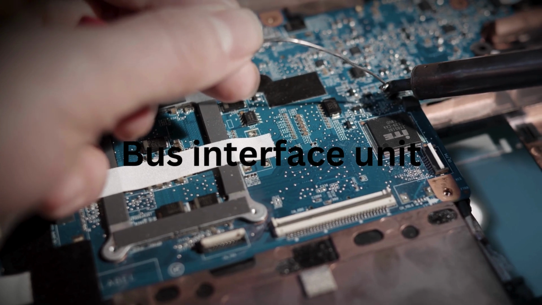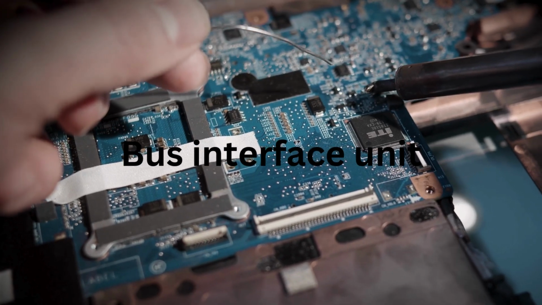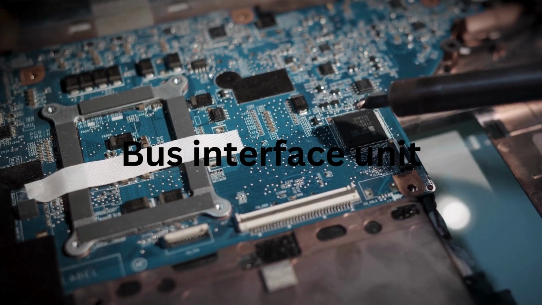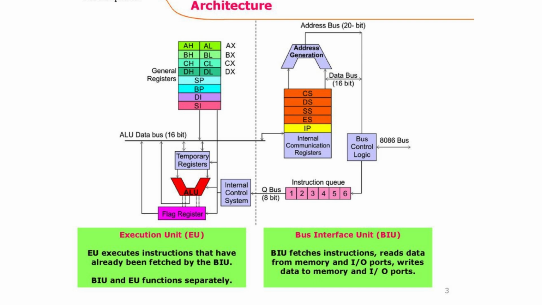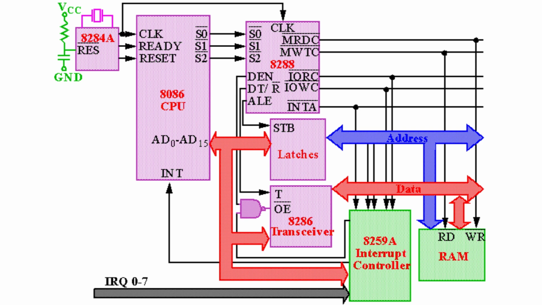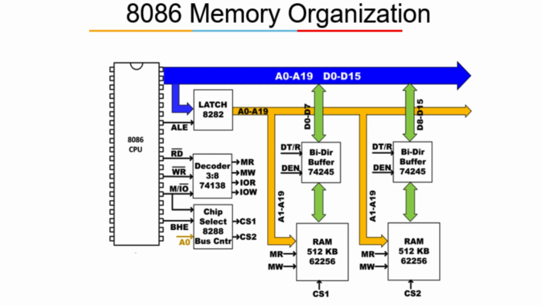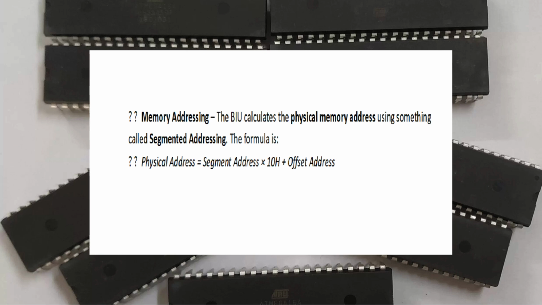Chapter 3, Bus Interface Unit, BIU. First up, we have the Bus Interface Unit, BIU. Think of this as the communication center of the microprocessor. Here's what it does. Instruction fetching. It fetches instructions from memory and stores them in a 6-byte queue for faster execution. This is a form of pipelining.